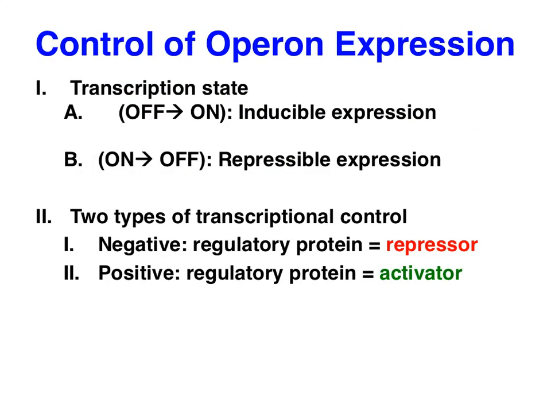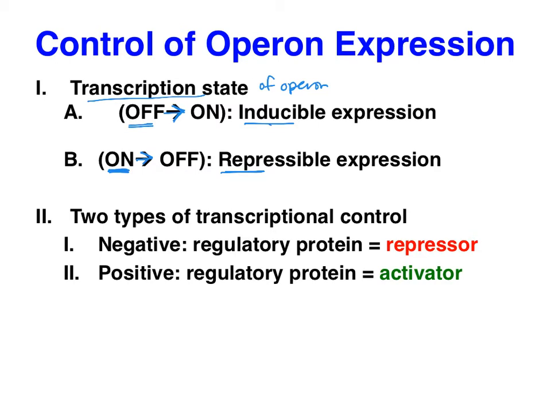Let's talk a little bit more about how an operon can turn on gene expression. So we have two things to think about. First, the transcriptional state of the operon. That is, is it normally off or is it normally on? If the gene expression is normally off and it can be induced to turn on, we say we have inducible expression. Now, if the gene expression of that operon is normally turned on, but some signal can change it, repress it to turn off, then we have a repressible operon.